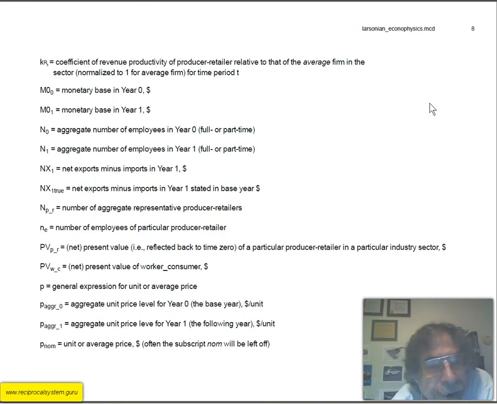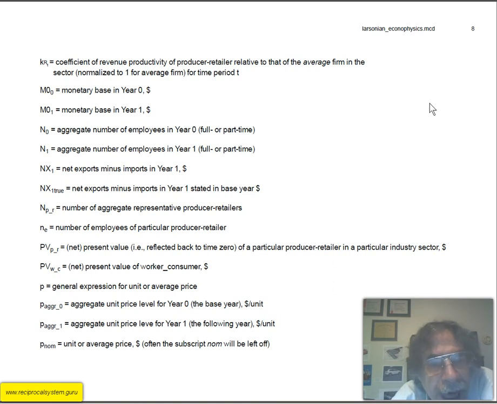Okay, so we've got 10 minutes to go here. K sub R1 equals coefficient of revenue productivity of producer-retailer relative to that of the average firm in the sector, normalized to 1 for the average firm for time period T. Capital M0 sub 0 equals monetary base in year 0 in dollars. M0 sub 1 equals monetary base in year 1 in dollars.